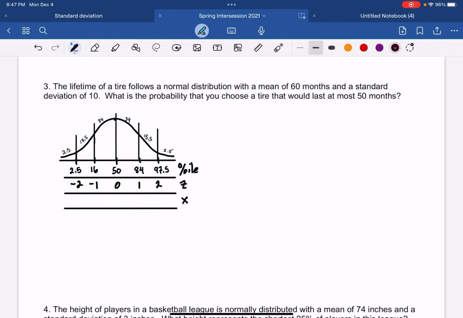This is video 3 out of 4 on the normal distribution. I'll give you a little review on how to do some of these problems.